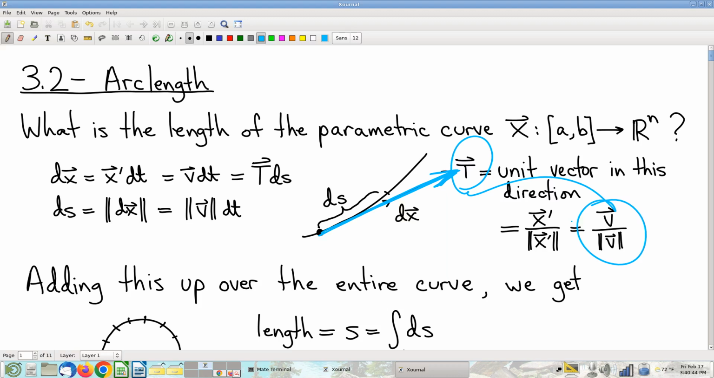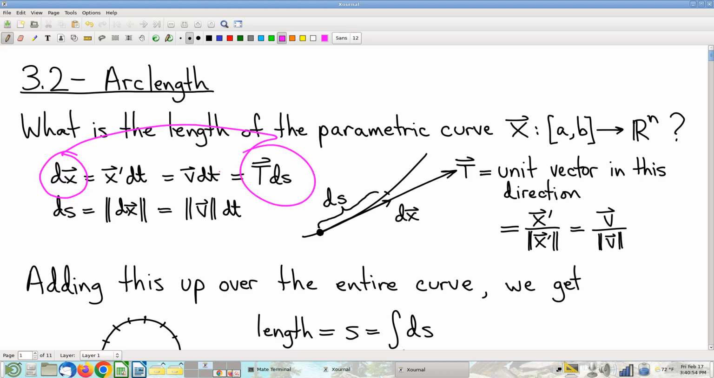Okay, so what are we going to do with that here? I'm going to make the argument that this is another point of view on what the dx vector is. I claim dx can be thought of as t times ds. And there's two different ways that you can see this. First, let me make the intuitive hand-wavy pitch.